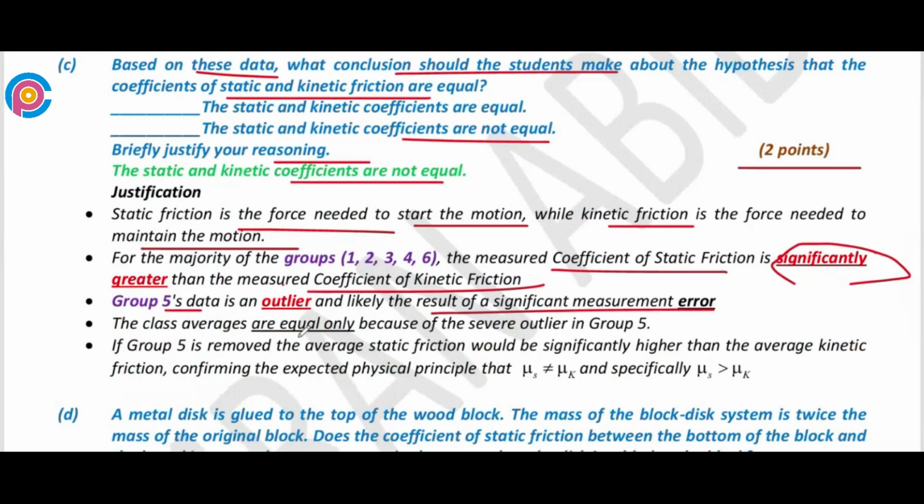The class averages are equal only because of the outlier in group 5. If group 5 is removed, the average static friction would be greater than the average kinetic friction, confirming the expected physical hypothesis. Both coefficients are not equal. In fact, the static friction coefficient is much greater than the kinetic friction.